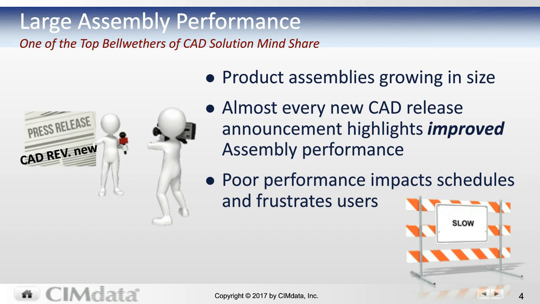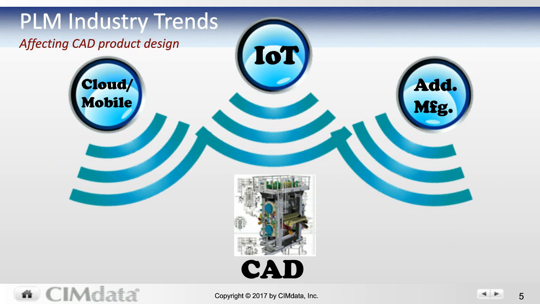It makes for good marketing, because as we all know, poor assembly performance can be a major roadblock to getting product designs done on time, and the performance frustrates you, the designer. With each new software release, users continue to call for better and better assembly performance. And every solution provider knows that in order to remain competitive, they need to have a laser focus on constant improvement. So we can ask ourselves, why are product assemblies increasing in size across all industries? What trends are fueling assembly growth?